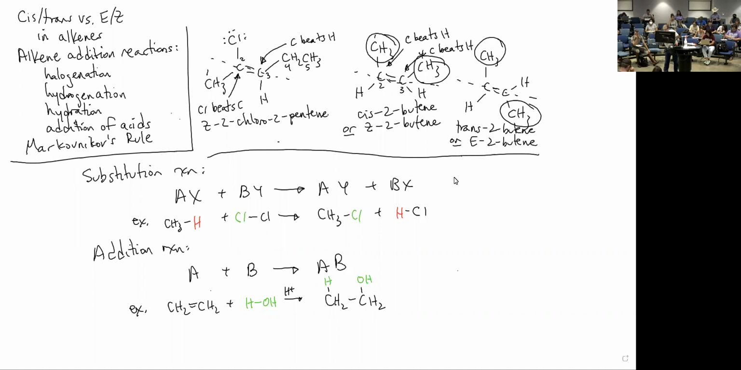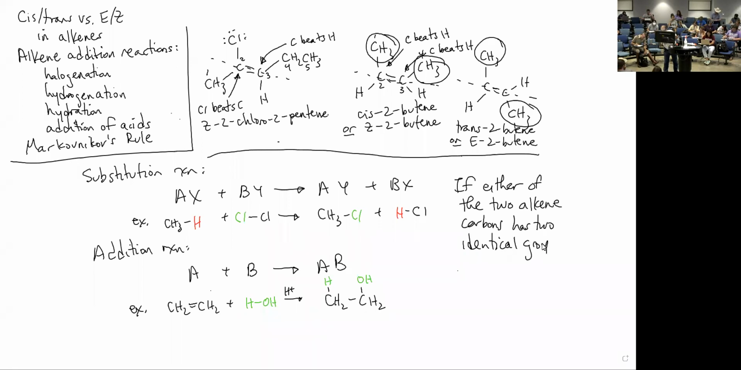I'll even write it down. If either of the two alkene carbons has two identical groups attached, there is no EZ or cis-trans distinction. Does that help for me to write it down when I say it like that? I'm really trying to be helpful here. There is no EZ or cis-trans distinction.